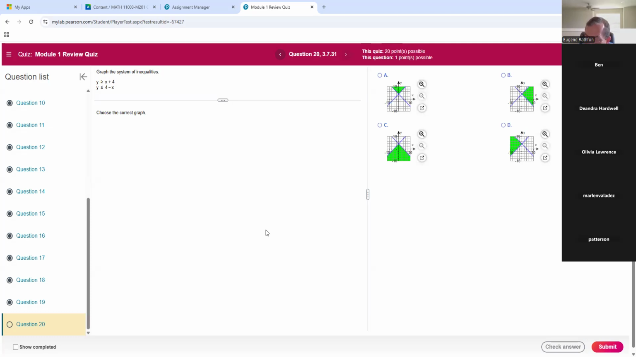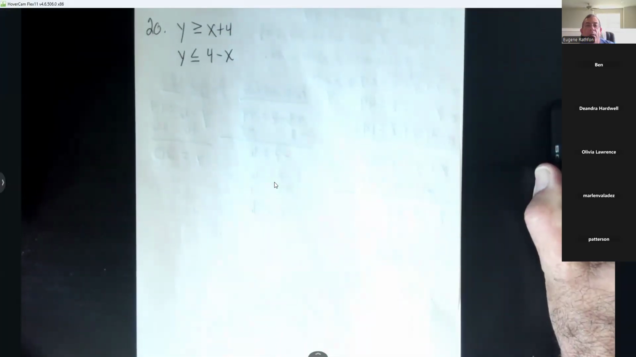All right, y'all. So number 20, let me write this down. Y is greater than or equal to x plus 4. Y is less than or equal to 4 minus x. So the trick on this one is going to be drawing each line and shading it. We're looking for the region where it's double shaded, okay?